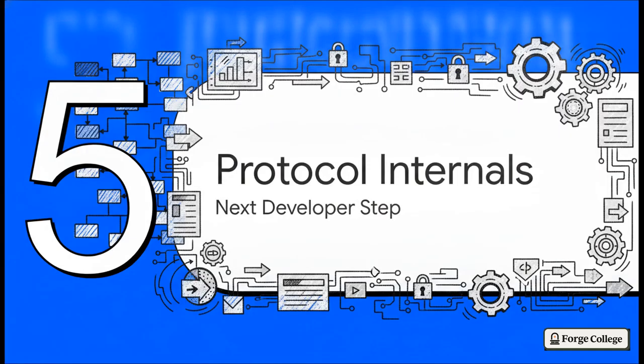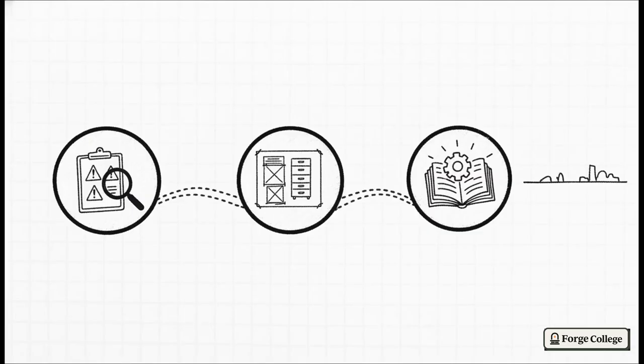Okay, almost done. Section 5, preparing for protocol internals, your next developer step. To actually take the leap into protocols like Bubblegum, which handles all these compressed NFT mechanics under the hood on Solana, I've got some homework for you. 1. Draft your top 3 expected failure modes and pair them with controls. 2. Sketch out exactly where your payloads and event logs will live off-chain. And 3. Go read the Bubblegum protocol overview. If you do this mapping now, those complex protocol mechanics will feel like second nature.